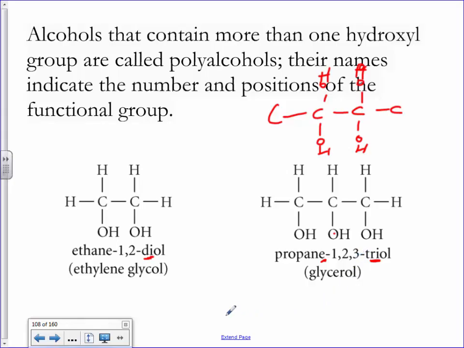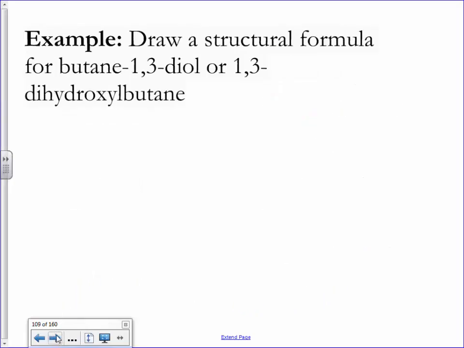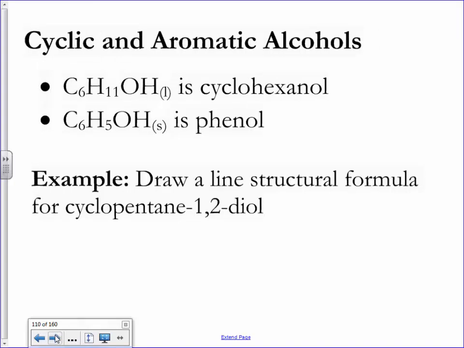But okay. Do you guys think you could handle drawing this without going through it? Should we move on? Okay, let me get to elimination reactions then. You could also do this, by the way, with cyclics.